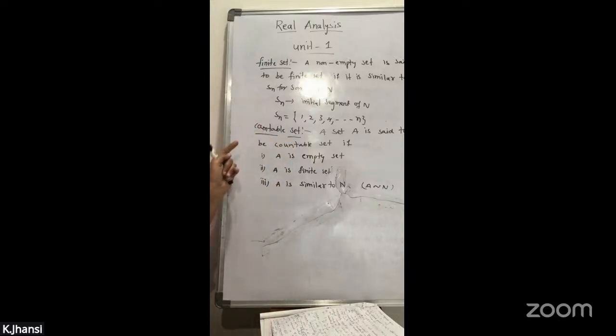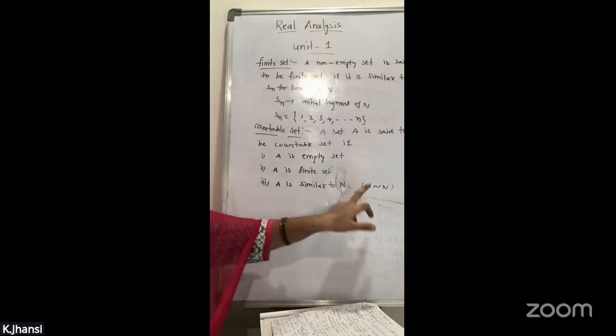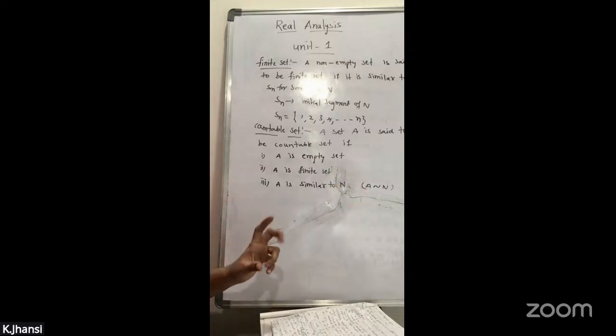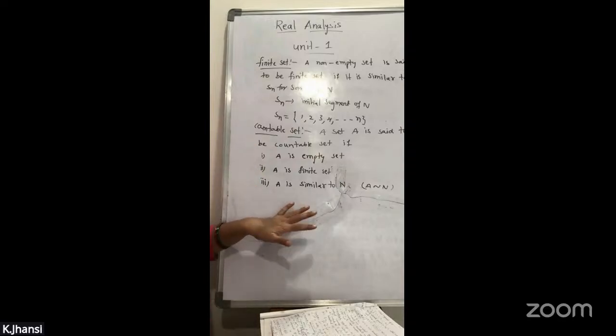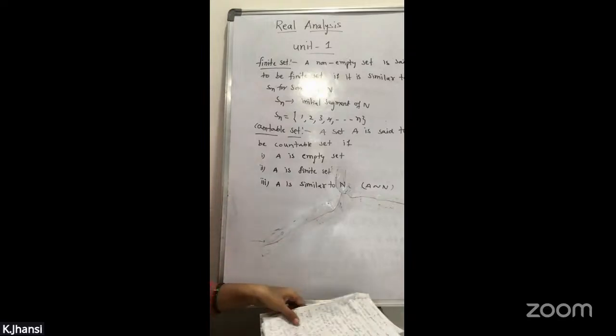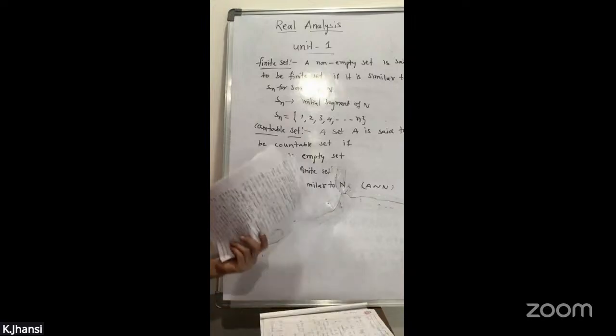That's why I told yesterday one theorem is there, no? The set of rational numbers is countable. So there we use this third condition. That is, A is similar to N means we have to establish there a one-to-one and onto relation. That is an equivalence relation. If you establish that, then we can say that rational numbers are countable. You have the theorem. There we'll use these same three concepts, and we'll find the proof for that.